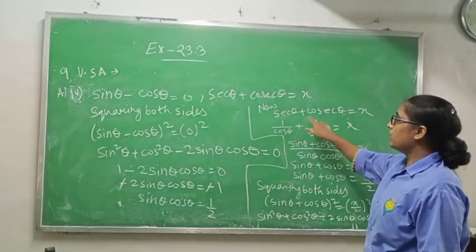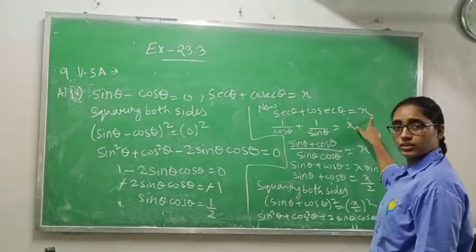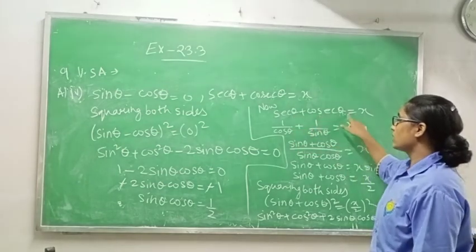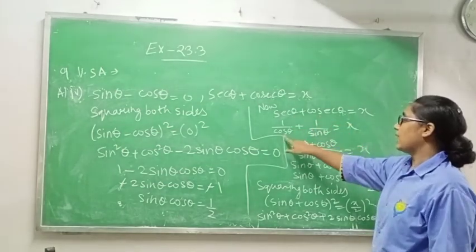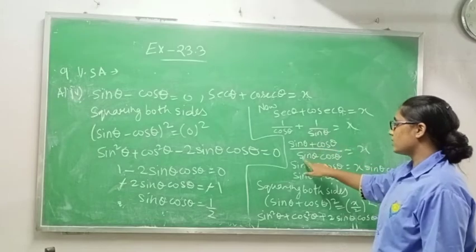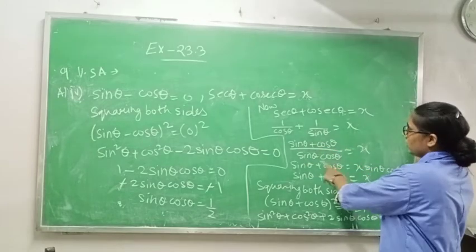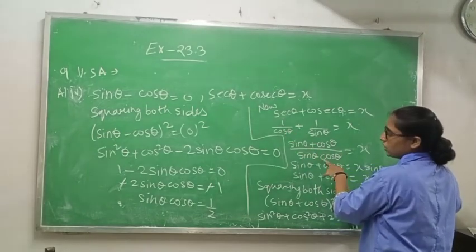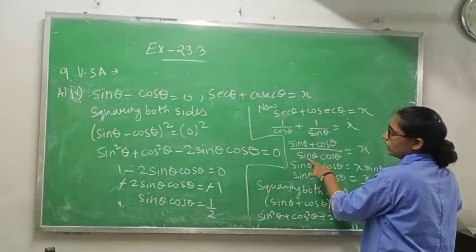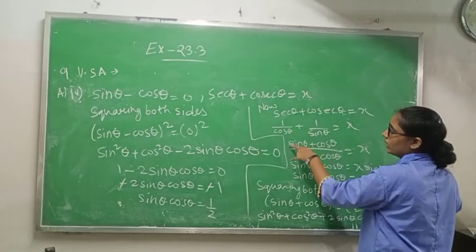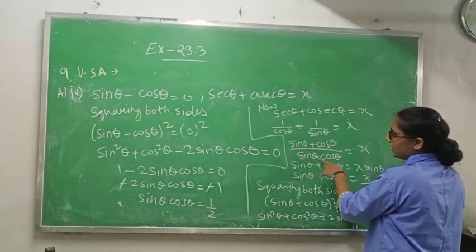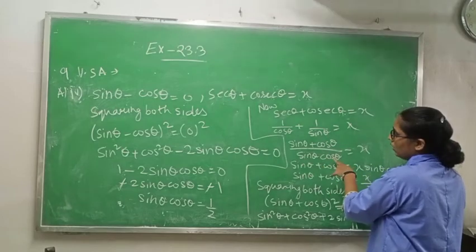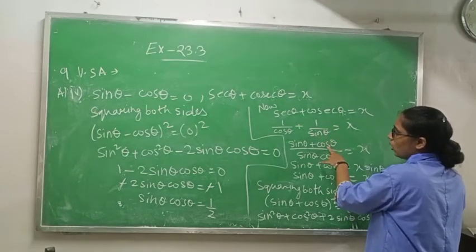Now sec theta plus cosec theta equals x. It is given to you. Sec theta is 1 by cos theta. Cosec theta is 1 by sin theta. For sin and cos theta, the LCM will be sin theta cos theta. Now this sin theta cos theta divided by cos theta, so cos theta will cancel out and you will get only sin theta, so sin theta into 1 is sin theta. Again sin theta cos theta divided by sin theta, so sin theta will cancel out and cos theta into 1 is cos theta.